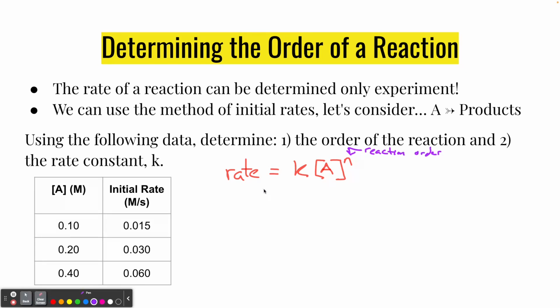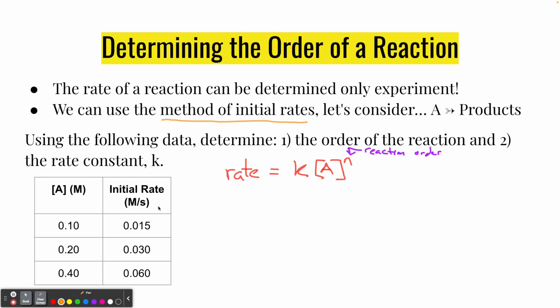Remember, n is the reaction order, and we can't find k without first finding the reaction order, okay? So if you guys take a look here, it says we can use the method of initial rates, right? And I'm going to show you this method right now. In order to use initial rates, we obviously need data. As I said before, you need experimental data in order to do anything involving kinetics, particularly rates of reaction and then the rate law.